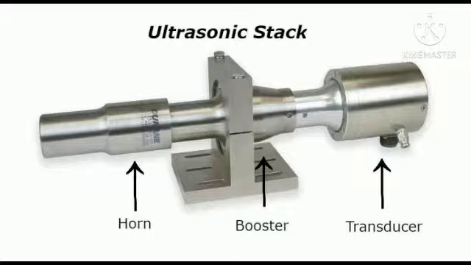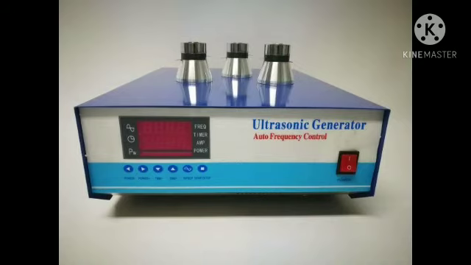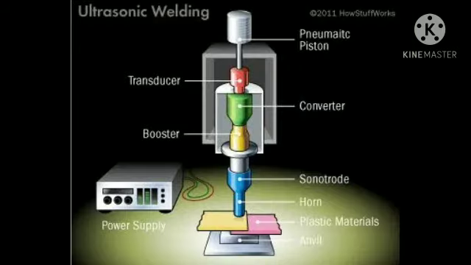The next part is the ultrasonic generator. It generates and delivers the high frequency electrical signal matching the resonance frequency of the stack. The next one is the controller. It is used to control the movement of the press and delivery of the ultrasonic energy. Now we will see the working of the ultrasonic welding process.